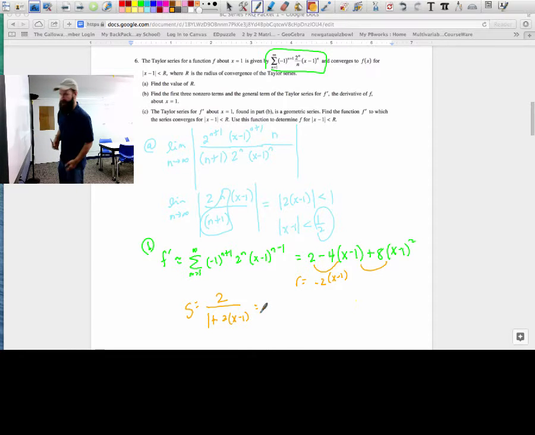And why not? I'll go ahead and simplify that. It's a super easy thing to simplify. So that gives me 2 over 2x minus 2 plus 1, so 2x minus 1. And then it says, use this function to determine f for the absolute value of x minus 1 less than r, so it's the interval of convergence. So this is the sum for f prime. This is the function that represents f prime. We want f, so we want to take the antiderivative of this thing.